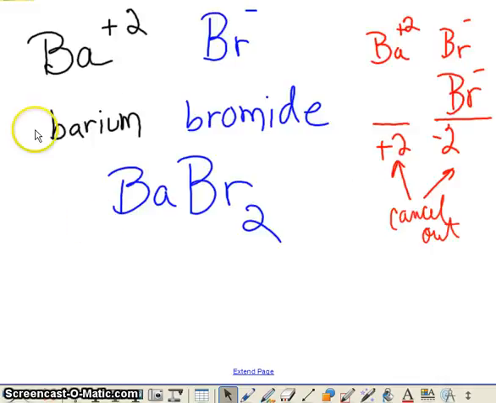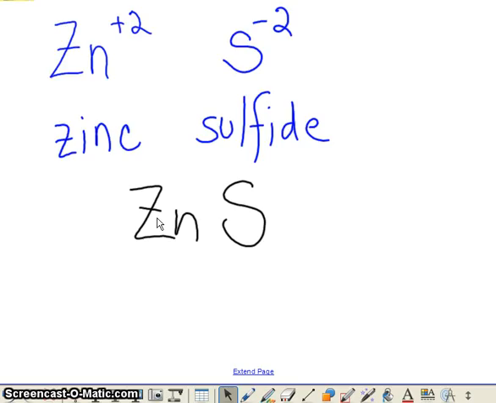Another example again, barium bromide, +2, -1. Barium bromide, the name, the barium ion, the bromide ion. We put those 2 names together to name the compound, and then we have to use 2 bromide ions to balance out the barium charge to get the formula of barium bromide. Again, another example. Notice that these charges are the same. We only need one of each, zinc sulfide.